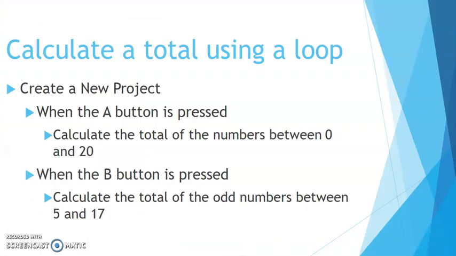So in this project, when the A button is pressed, we're going to calculate the total of the numbers between 0 and 20, and when the B button is pressed, we'll calculate the total of the odd numbers between 5 and 17. So let's just have a look at how we might do that. We'll just look at the A button first, and then we'll do the B button. So we'll code the A button and test it, and then we'll code the B button and test that.